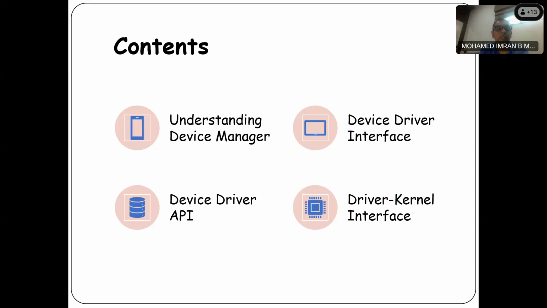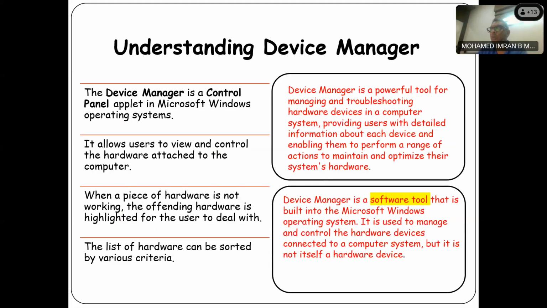Right, so device driver. We are going to understand what is a device driver, and we are going to understand four main important points inside the device driver topic itself, which is first you have to understand the device manager itself, and the interface, then what's an API, and how the driver kernel interface looks like. Okay, so first of all, we need to understand what is a device manager or device driver. Before we go to device driver, we first have to understand what is a device manager.